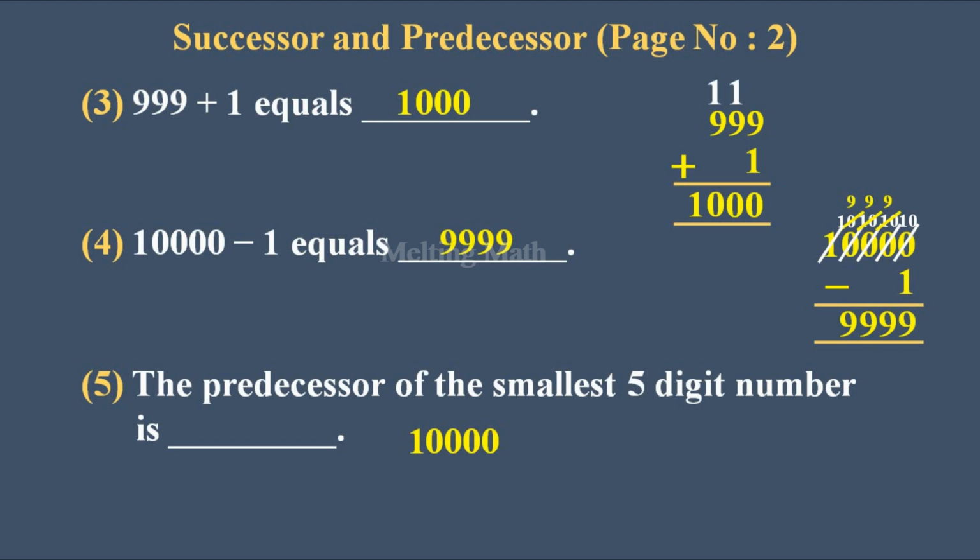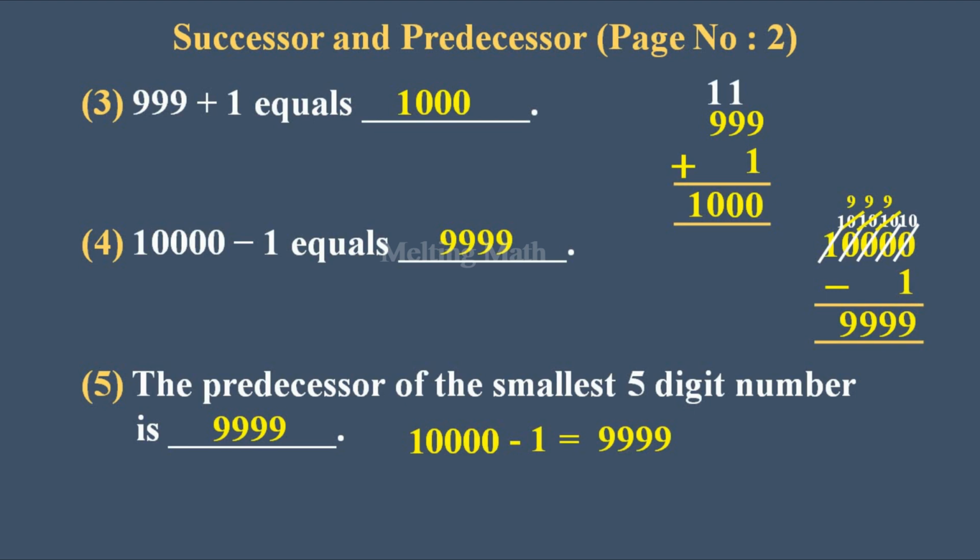So 10,000 is the smallest 5-digit number. Here they asked for the predecessor of that smallest 5-digit number. So the given number is 10,000. Just write 10,000 first. Predecessor means we have to subtract 1 from that. If we subtract, we get 9,999. That is the largest 5-digit number. We already discussed this 10,000 minus 1 in the fourth question itself. So the answer is 9,999, the largest 5-digit number.